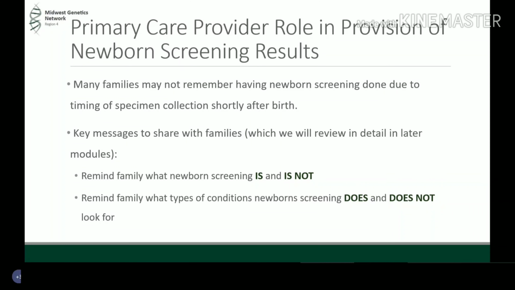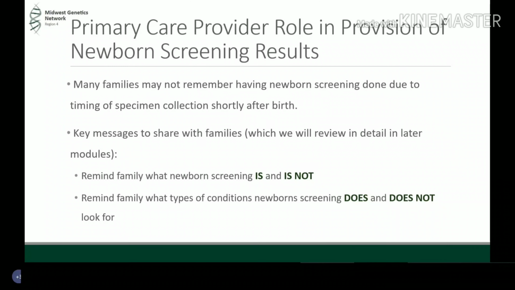So a few key points to consider when providing newborn screening results to parents is to understand, one, they may not remember having the newborn screening done. It is done shortly after birth, in the fog of delivery, and it can be difficult for parents to remember that that happened or fully appreciate what the purpose of newborn screening is. This is especially common if the first time the family was introduced to the concept of newborn screening was at that 24-hour time after delivery.